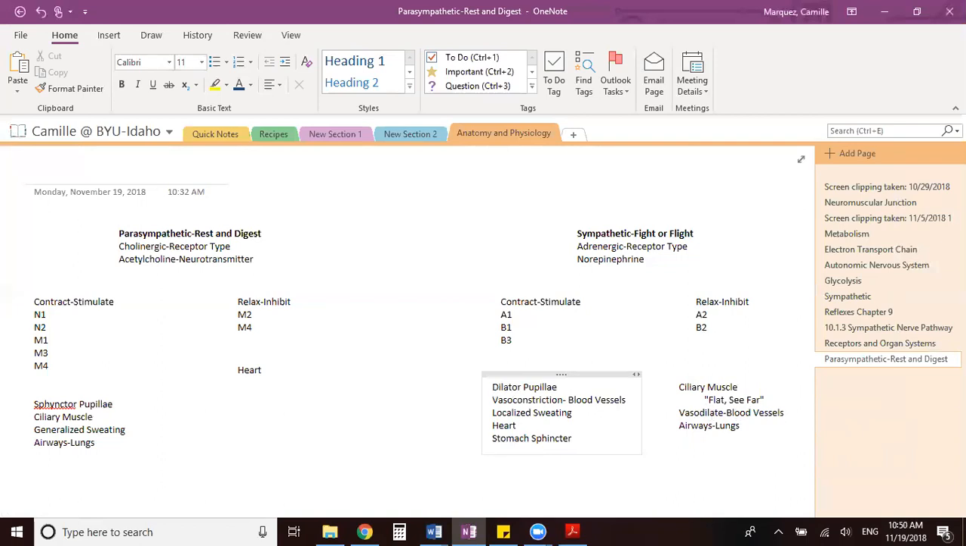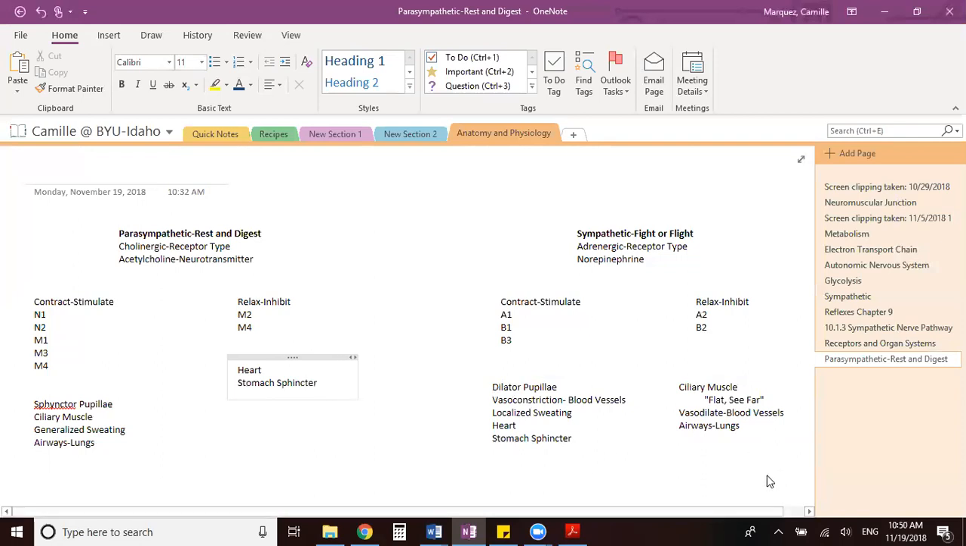Whereas if we're just sitting down chilling, we want to digest. We want to get that energy and we want to break it down and get it out of it. So you're going to relax that sphincter muscle so that food goes from our stomach to our small intestines to be digested. So this is going to be our stomach sphincter.